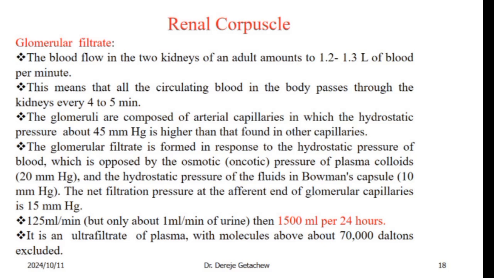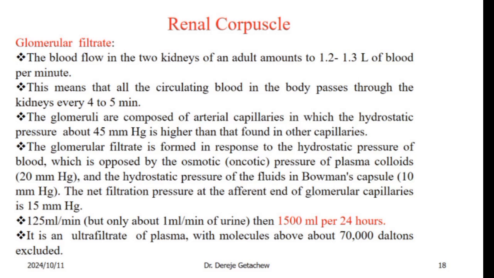When we look at the glomerular filtrate, the blood flow in the two kidneys of an adult amounts to 1.2 up to 1.3 liters of blood per minute. This means that all the circulating blood in the body passes through the kidneys every 4 up to 5 minutes, because the blood volume of an adult is about 4 up to 5 liters. So all the circulating blood passes through the kidney every 4 up to 5 minutes.